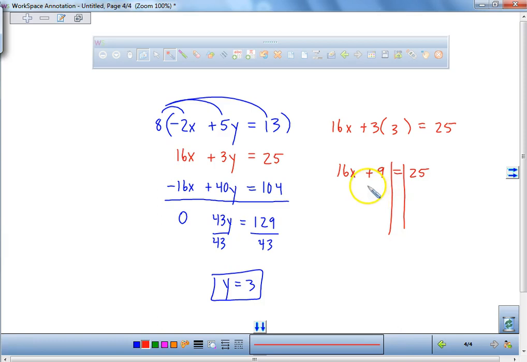And then we just solve for x. We take away 9 from both sides. We get 16x equals 16. And of course you can see x is equal to 1 if you divide both sides by 16. So we get x equals 1. So his answer is x equals 1 and y equals 3.